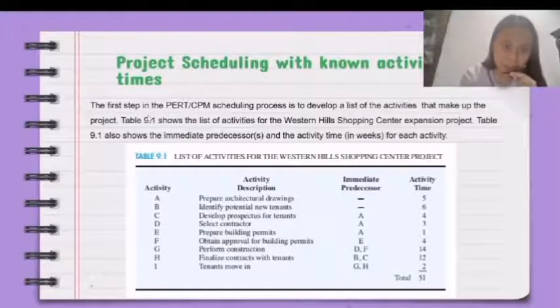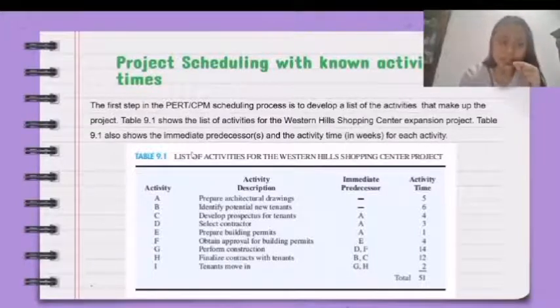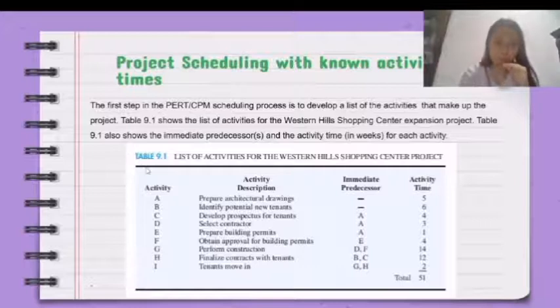The first step in the PERT or CPM scheduling process is to develop a list of the activities that make up the project. Table 9.1 shows the list of activities for the Western Hills Shopping Center expansion project. Table 9.1 also shows the immediate predecessors and the activity time in weeks for each activity. So as you can see here in Table 9.1, in the first and second column, there are 9 activities labeled from activities A to I, while the third column is the immediate predecessor.